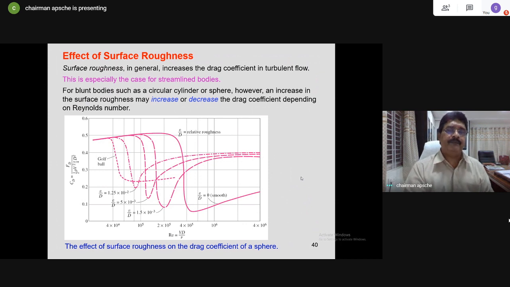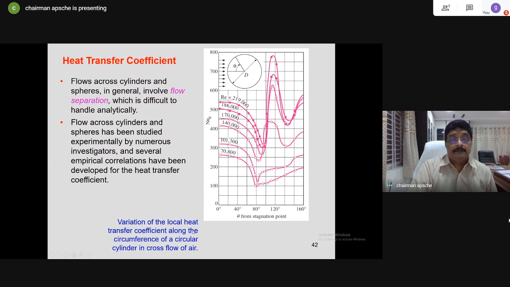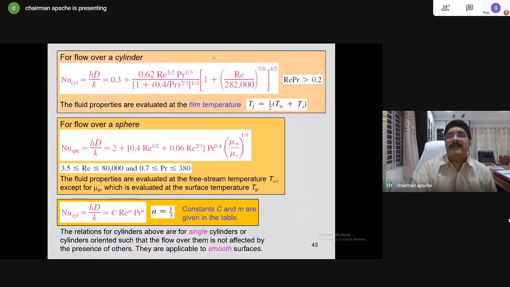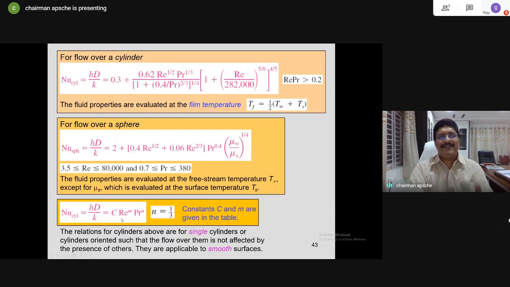So all this we can attribute to the roughness on the surface. The drag forces, both skin friction as well as pressure drag, you can talk about. I'll just leave it. Flow over a cylinder, this kind of an equation. Anyhow, I'll share this presentation with you. I think it's already placed. Yes, it's already placed. Please go through. For flow over a sphere, you can use this equation.